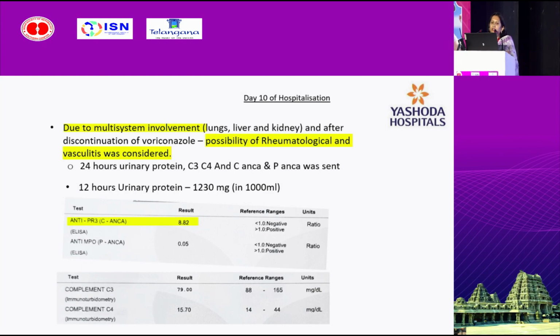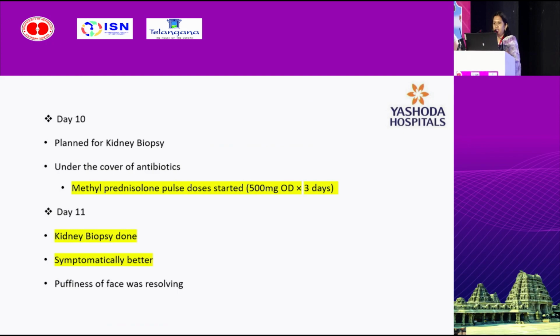Because of multi-organ involvement of the lung, liver, and kidney, vasculitis was clinically suspected, and 24-hour urine protein along with complements and ANCA was sent, and C-ANCA has come positive, raised. Though C-ANCA is raised, there will be a differential of IRGN because she is a child with evidence of lung infection. Renal biopsy was planned. At the same time, steroids were also started. She improved.